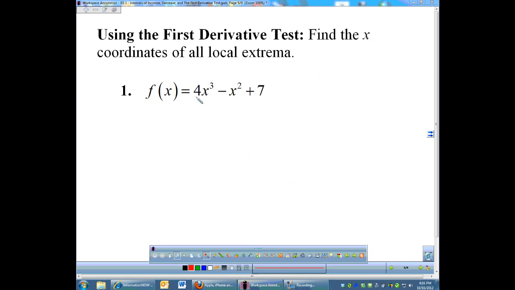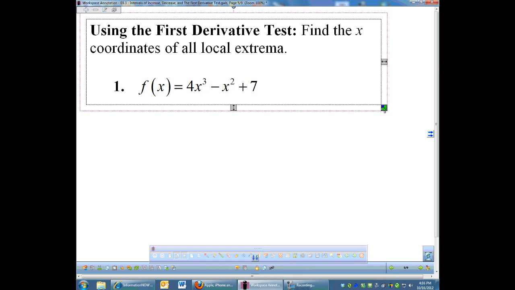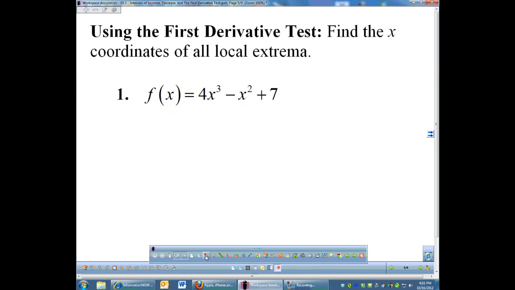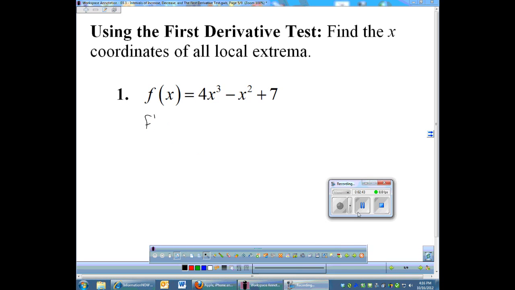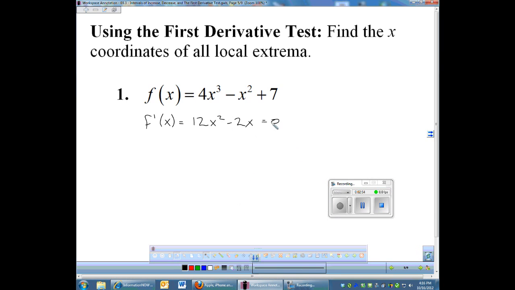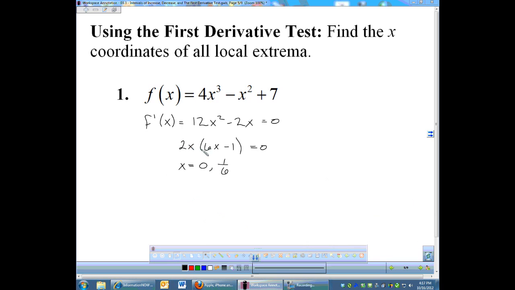Now let's do the first derivative test for this function, determining where our local extrema are. What I'm going to have to do first is find critical numbers, so let's find the derivative. There's the derivative. I'm going to go through these kind of fast to keep the video short, so you can pause it periodically to catch up with me, but you should know how to do the power rule by now. We need to find critical numbers, so we'll set that equal to 0. I'm going to factor and solve that. I factored out the 2x, and you get 0 and 1/6.